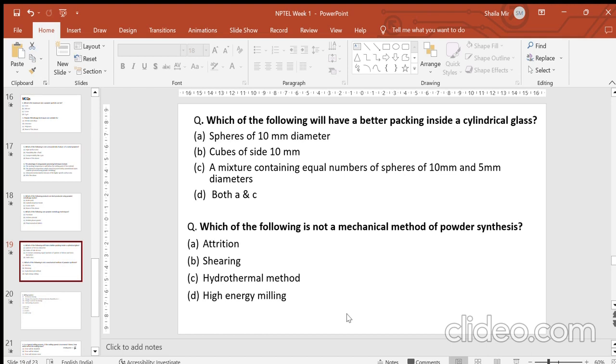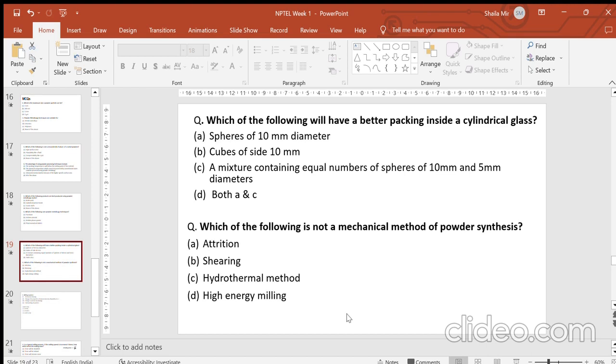Next question is which of the following is not a mechanical method of powder synthesis? Attrition, shearing, hydrothermal method, high energy milling. Hydrothermal. Right, hydrothermal. Do you know what is hydrothermal method? Any idea what is the hydrothermal method?